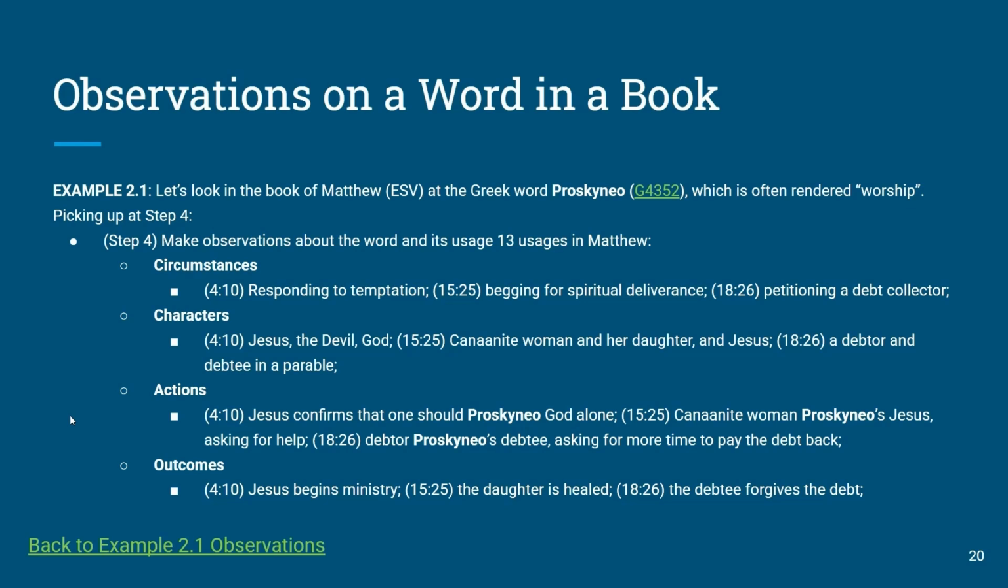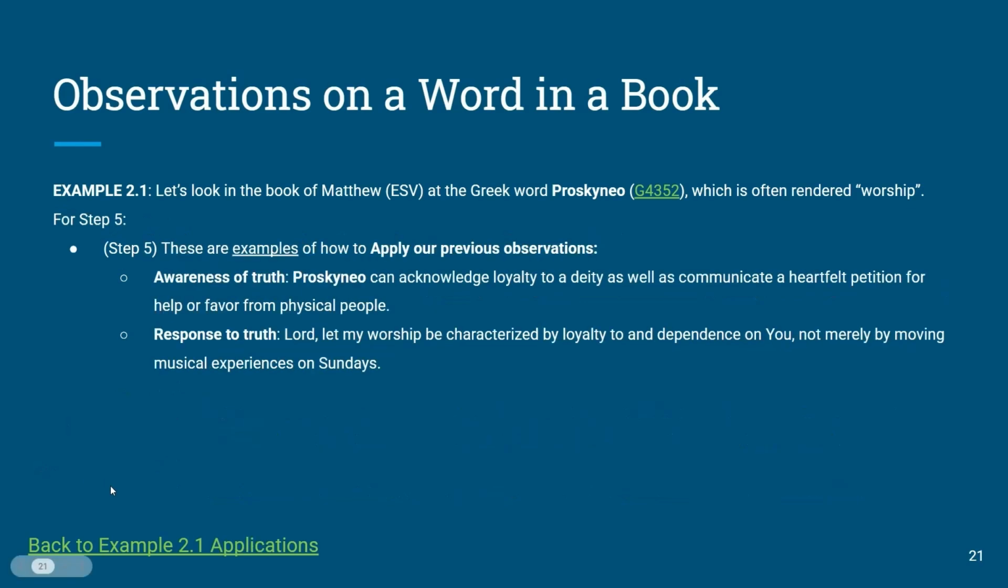Outcomes associated with these are: in chapter 4, Jesus begins his ministry immediately after this run-in with the devil in the wilderness. In chapter 15, the daughter is healed. And in chapter 18, the debtee forgives the debt. These are interesting observations. Personally, I would want to investigate a whole lot more, but if we take our observations just as they exist right now, and we try to apply them, here's how we might look at that.